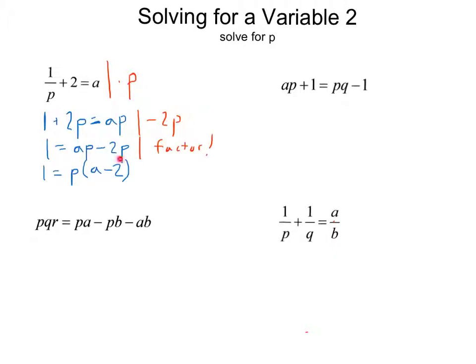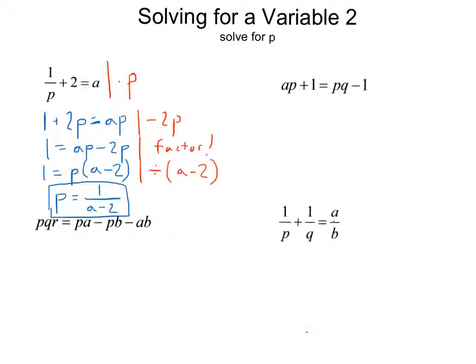Okay, we pulled the p out of both of those, leaving us with a minus 2. And from here, we can divide by that a minus 2. There we go, rearranging so that p is by itself, and that's my solution. P equals 1 over a minus 2.